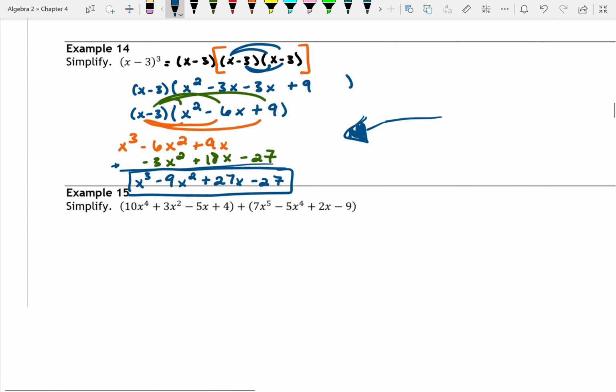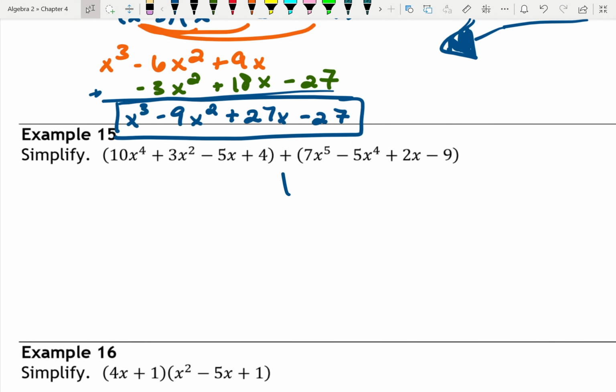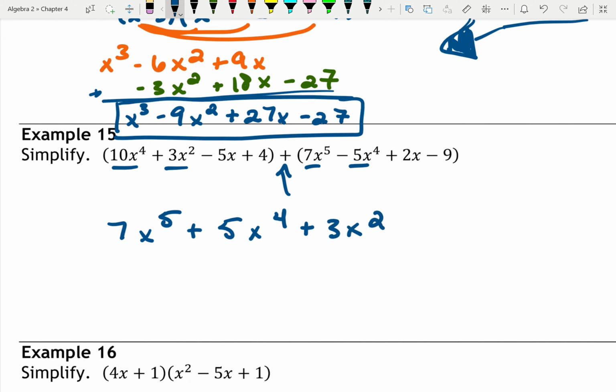All right, number 15. Since it's just a plus, we just combine like terms. Whenever I combine like terms, I'll have 7x to the 5th, right? That's my highest degree. Next up, we have the 4. So that's going to be 10 minus 5, so that's going to be 5x to the 4th. And then our quadratic term plus 3x squared. Our linear terms, negative 5 and positive 2 gives us negative 3x. And then lastly, I have 4 and negative 9 gives me negative 5. And that's it. That's our answer.